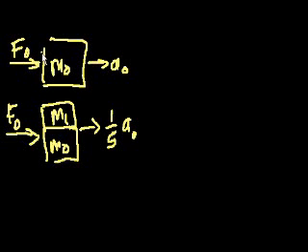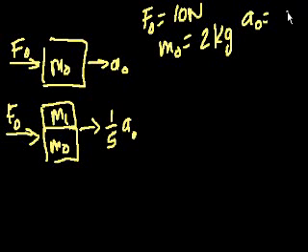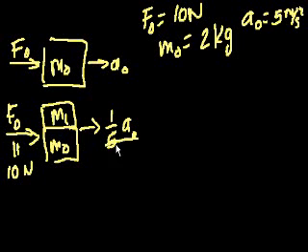So I could say, well, what if F sub 0 is equal to 10 newtons, M sub 0 is equal to 2 kilograms, and then A sub 0 is equal to, well, it would be 10 divided by 2, right? Because force is equal to mass times acceleration. So it would be 5 meters per second squared, right? And then in this case, we still have 10 newtons. 1/5 a sub 0, well, there'll be 1/5 this, so it would be 1 meter per second squared.